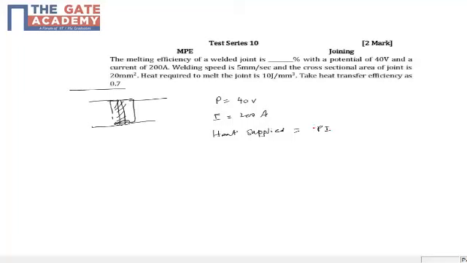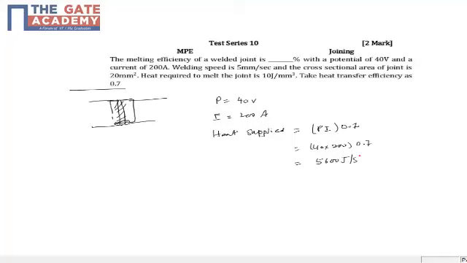Not all of that will be transferred. There will be some heat transfer efficiency, so there is 0.7 efficiency. The volt and the current give you the heat source, the power, times 0.7, which is the heat transfer efficiency. So this comes out to be 5600 joules per second. That is the heat that is available.